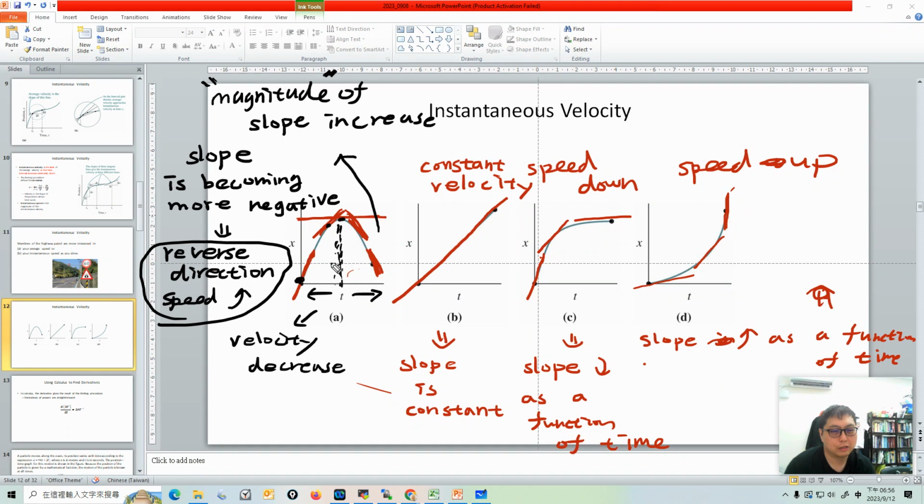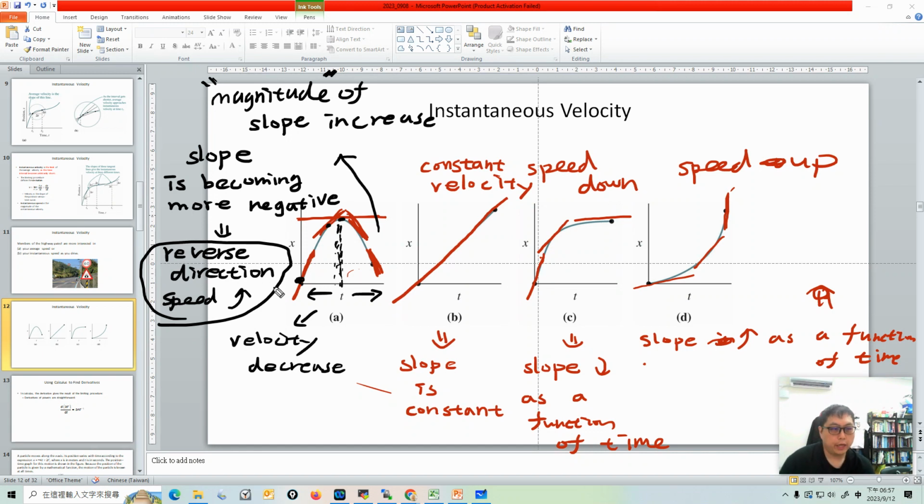I think this is just like a toss up. You toss up something. The object's velocity decreases and reaches 0, and then it goes down, and the speed increases, but it's in reverse direction. Just opposite to when you toss it up. So that's the instantaneous velocity. It's the derivative of position with respect to time, and the physical meaning is the slope of the xt diagram.